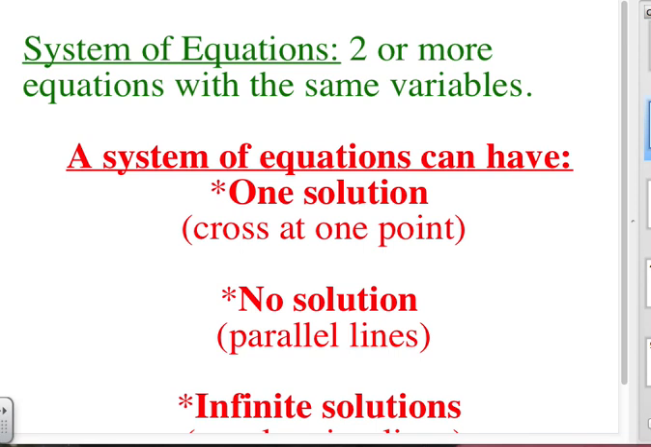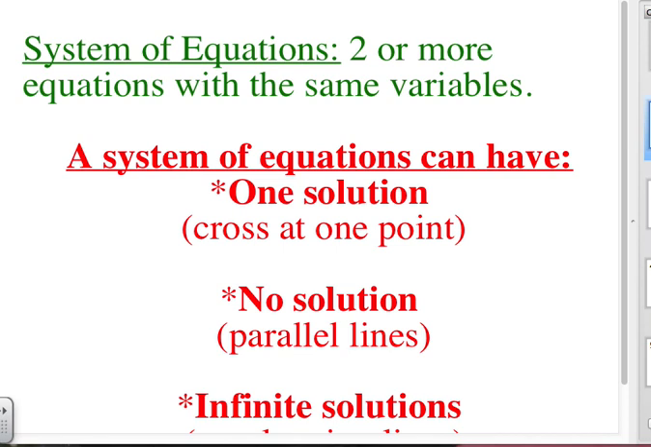is, according to this definition here in green, a system of linear equations is just two or more equations that have the same variables. So we're going to be talking about graphing two or more linear equations that have the same variables. And the variables that we'll be looking at, of course, will be x and y, as they have been for many weeks now.